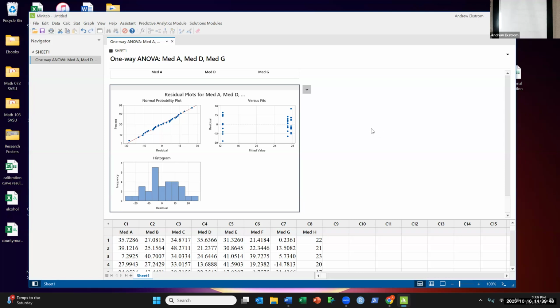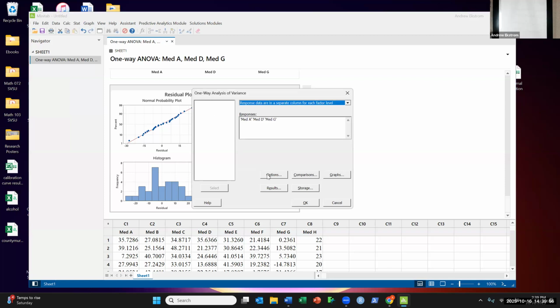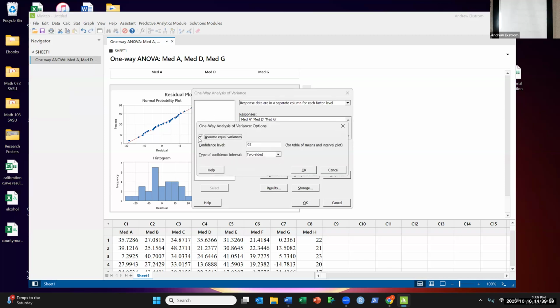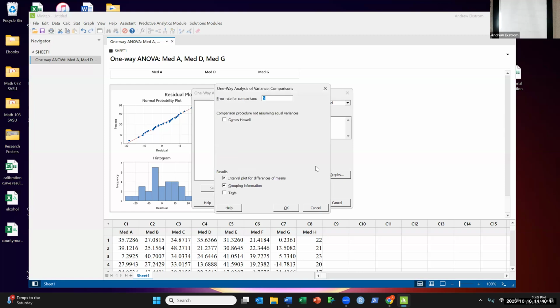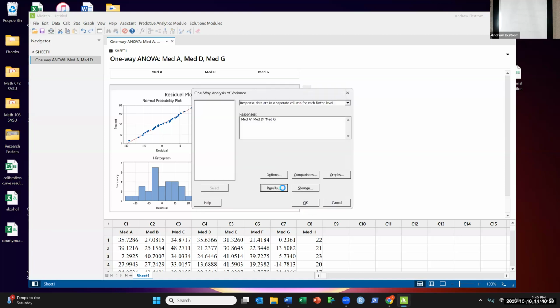So we've got that analysis here. We can go back to stat and back to ANOVA, back to one way. And this time I'm going to click off that assume equal variances thing. Click on OK. When I go to comparisons, I now only have one option. So that's the option I have to choose.